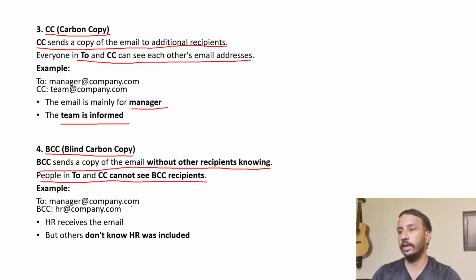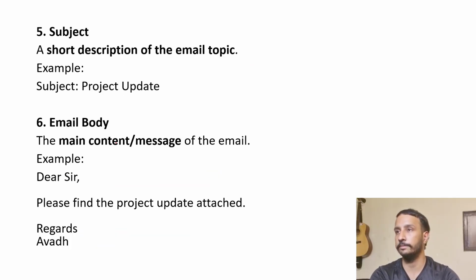Example, manager@company.com is in To and HR@company.com is in BCC. Now HR receives the email, but others don't know HR is included. So the manager, who is in To, will not be able to see HR@company.com. That's the benefit. If you want to hide this from someone, then you can do it.